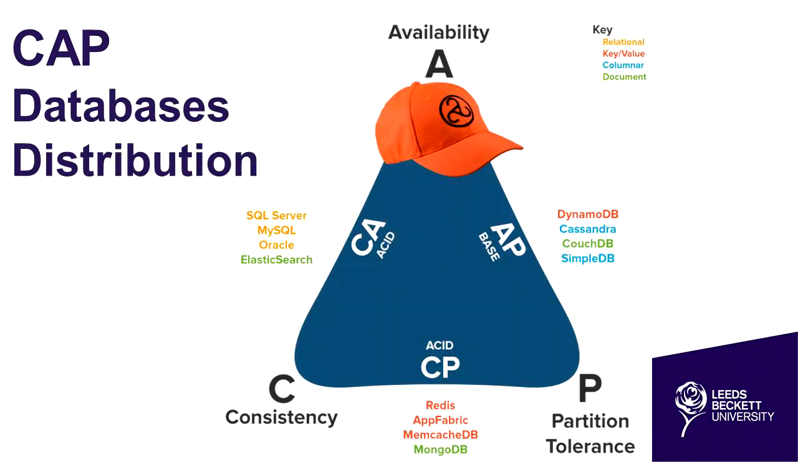This is the final slide, which gives you some examples of how different systems choose among the elements of the CAP theorem. For example, you can see MongoDB prefers to implement consistency and partitioning. On the other hand, Cassandra prefers to implement availability and partitioning.